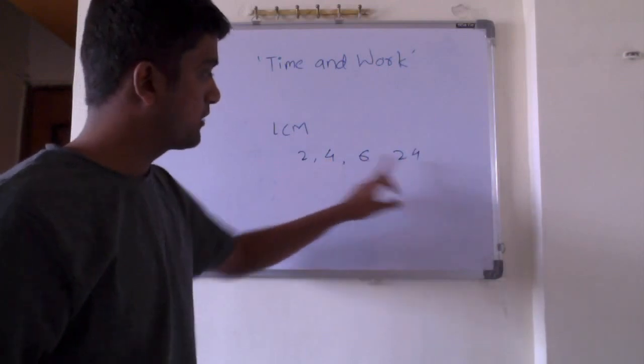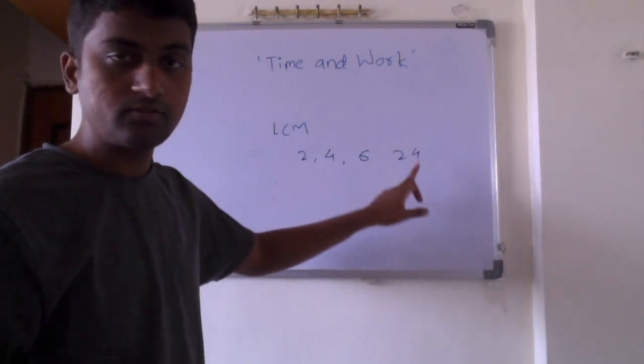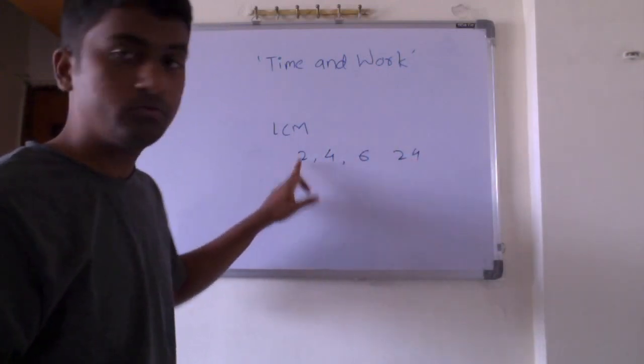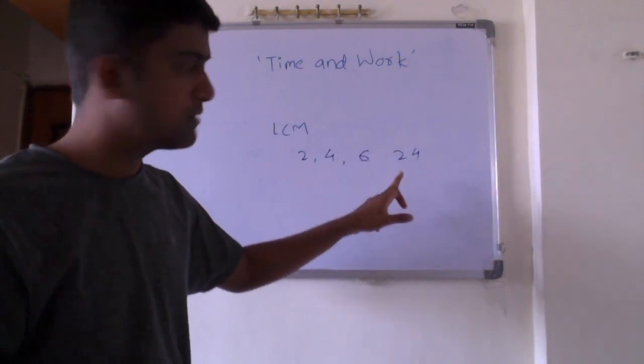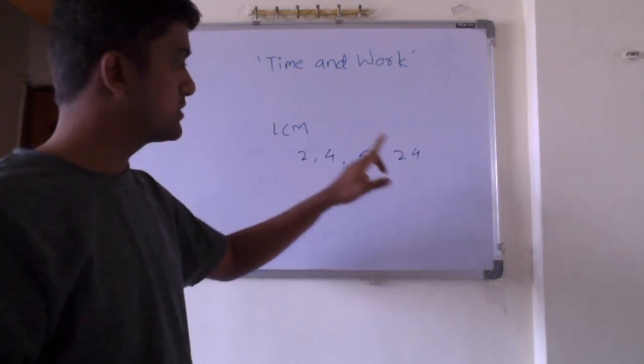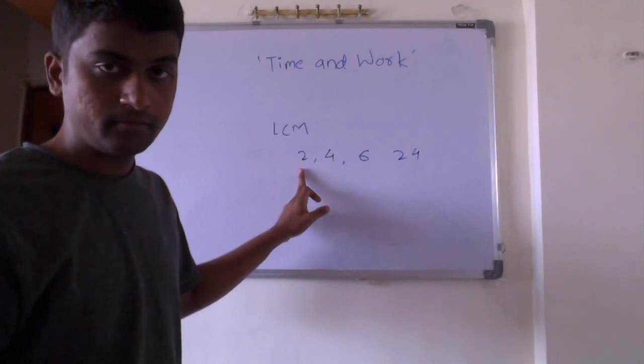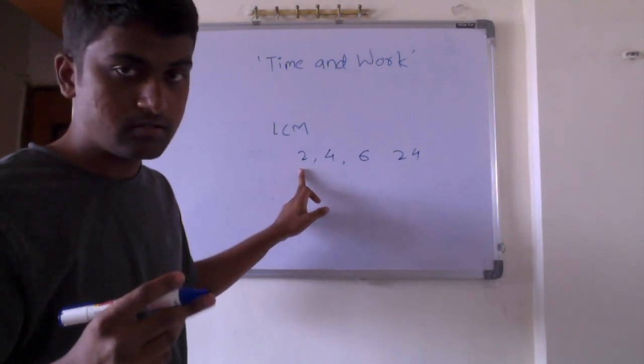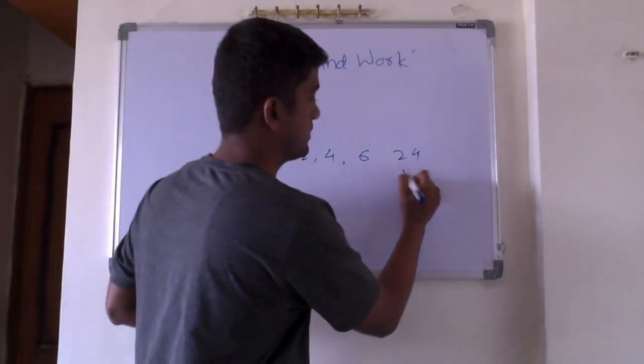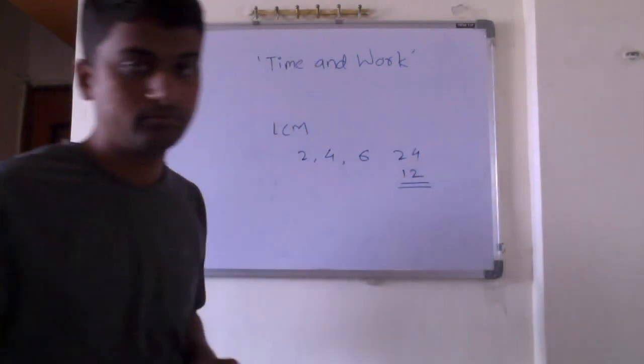If you divide 24 by 4, the answer is 6. If you divide 24 by 2, the answer is 12. Is there any other number smaller than 24 which is divisible by all these? Just take a guess. Yes, there is. So the answer is 12 here.